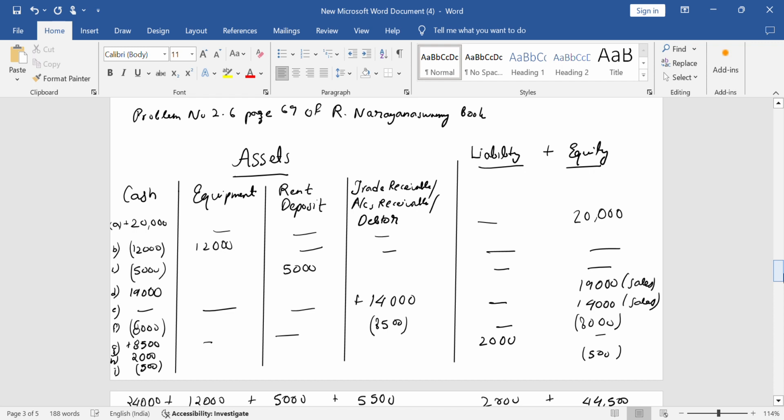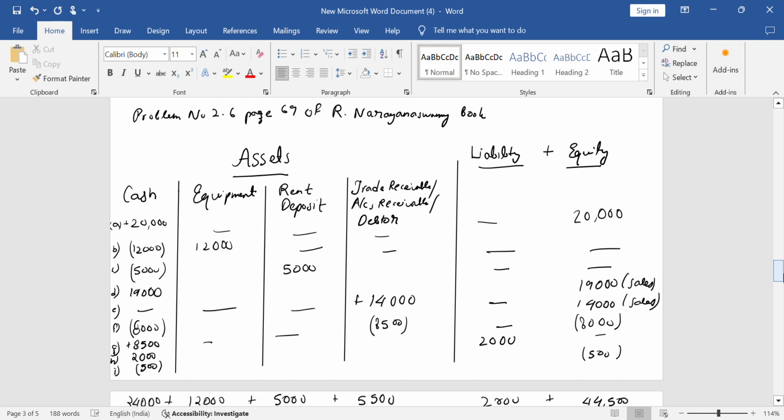So in case of problem number 2.6, there are four assets recognized and we again have liability and equity over here. So I have given this solution. So the first transaction is really easy. Cash is being invested in the business, so cash is increasing by 20,000 and equity is increasing by 20,000.